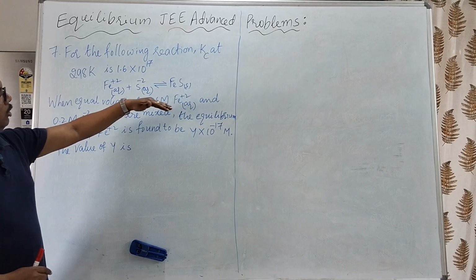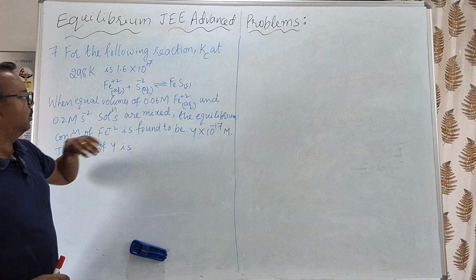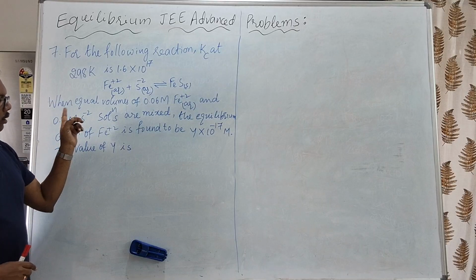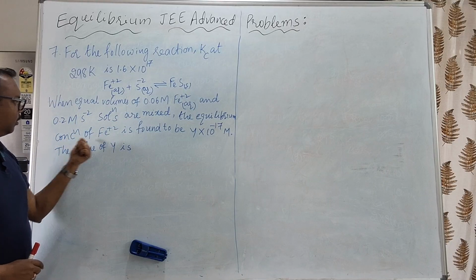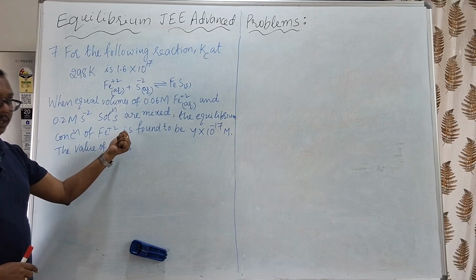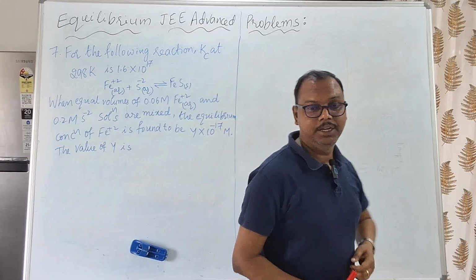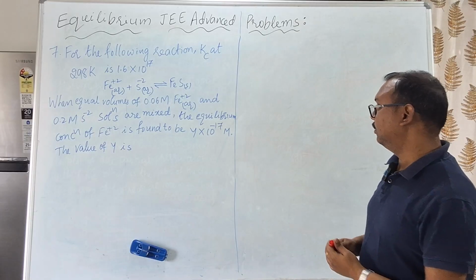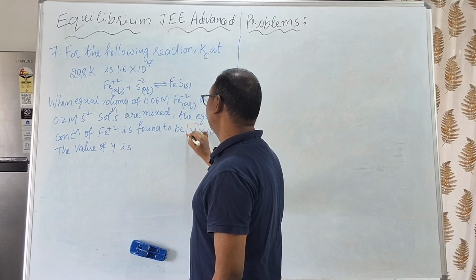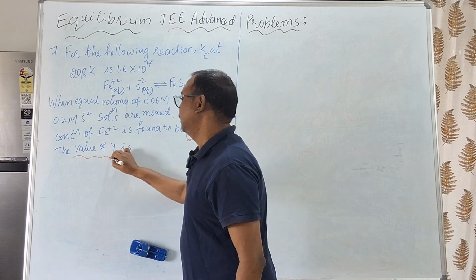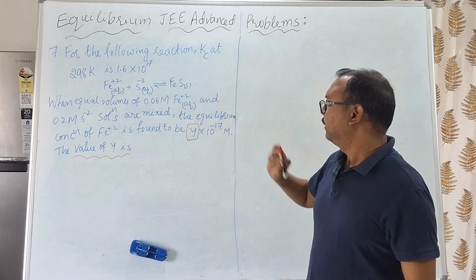When equal volumes of 0.06 molar Fe plus 2 aqueous and 0.2 molar S minus 2 solutions are mixed, then the equilibrium concentration of Fe plus 2 is found to be Y into 10 power minus 17. You just observe here, we have to find out the Y value. The question is asking what Y is here. Let us go through it.